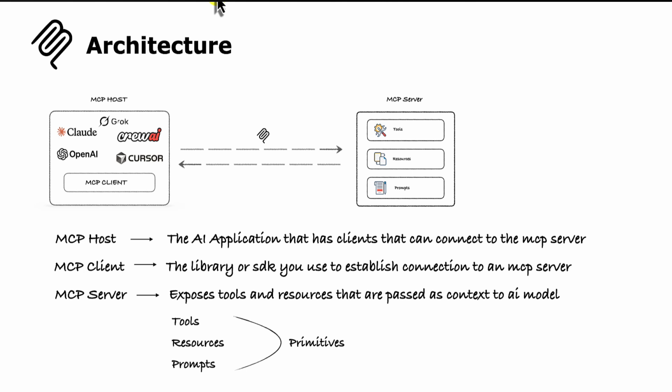Resources are static or semi-static data that you expose to the MCP client and then pass to the model as context. And then you have your prompts. Prompts are your templates for the instructions that you pass along to an LLM. Let's take a look at the code, and I'll show you how I'm setting up the MCP server.